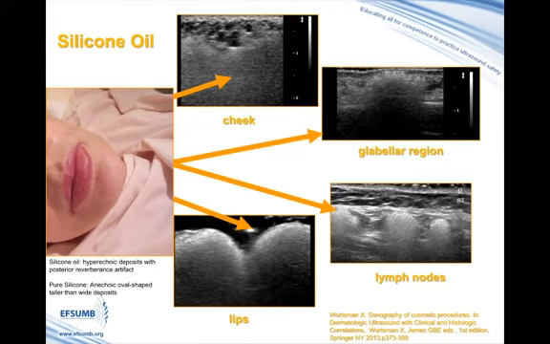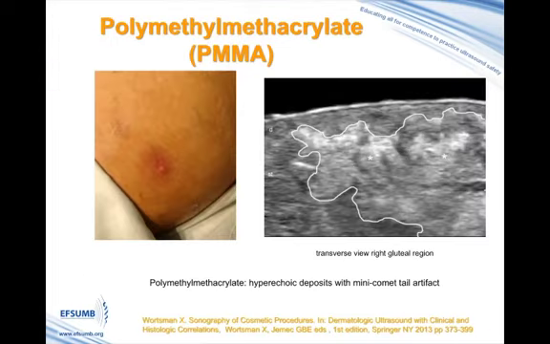This is another cosmetic filler called polymethylmethacrylate. The acronym is PMMA. In this case, you are seeing a patient with fistulization of the deposits in their right gluteal region. And notice the appearance of these deposits. They show as hyperechoic areas with mini comet tail artifact.